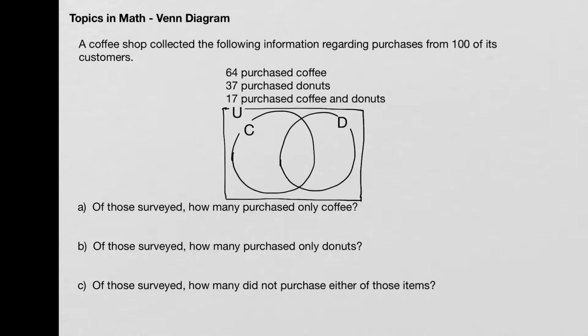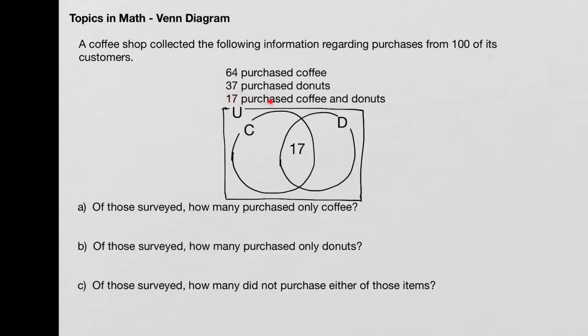So anything that's in the overlap of the two sets is where I start. So I've got 17 in the overlap of the coffee set and the donut set. So anything inside this circle is people who bought coffee, and anything inside this circle is people who bought donuts. So we've got 17 who did both. And then we can go to the next piece of information.